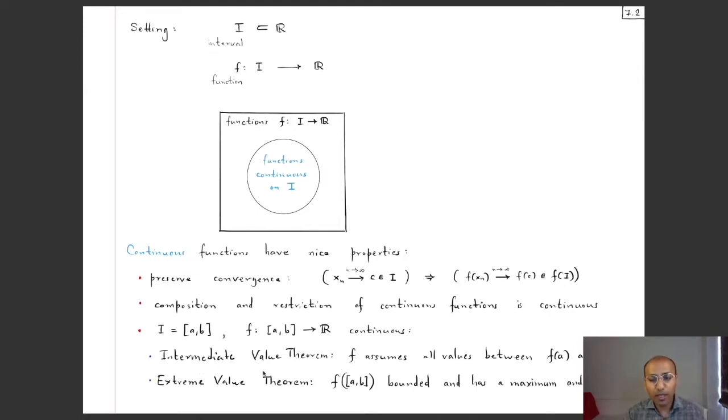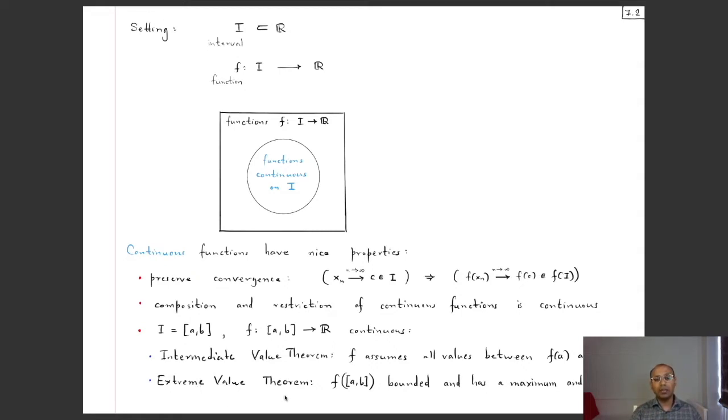The intermediate value theorem, roughly speaking, says that f assumes all the values between f(a) and f(b). So if I have a y, a real number which lies in between these two values, then there is some x in [a, b] such that f of x is exactly this y. Okay, so all the intermediate values between f of a and f of b are assumed. And so that's the intermediate value theorem. Of course, we'll state it precisely later on.